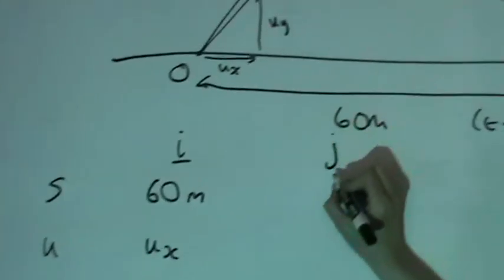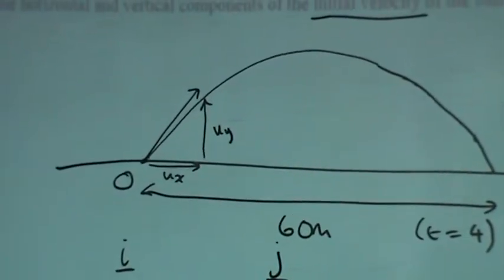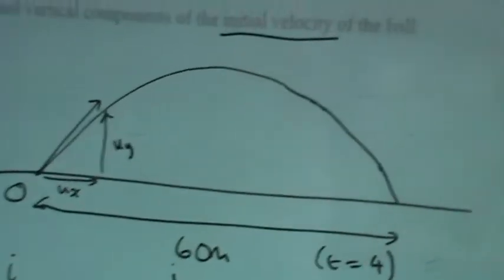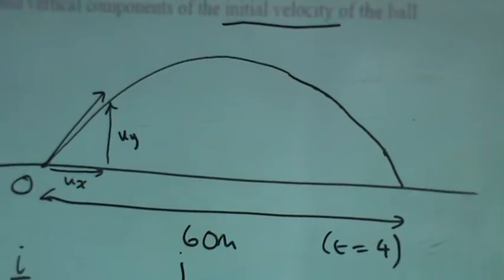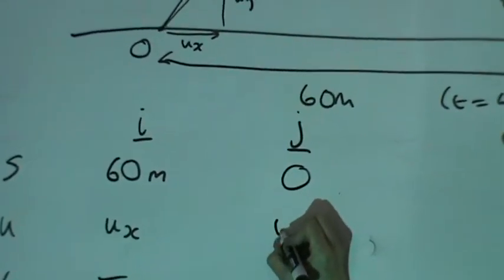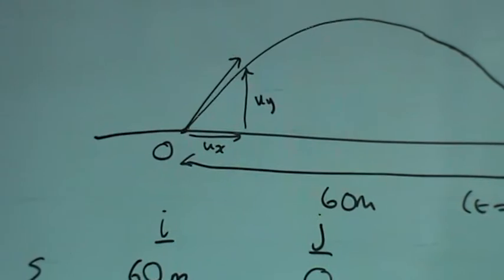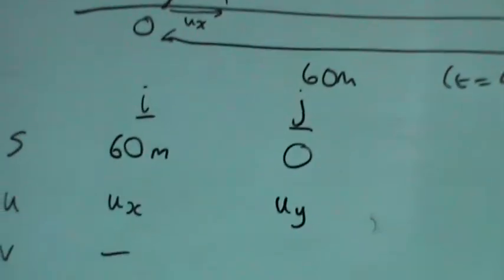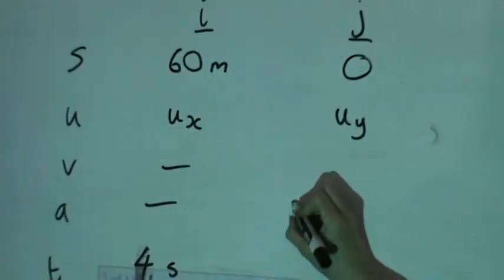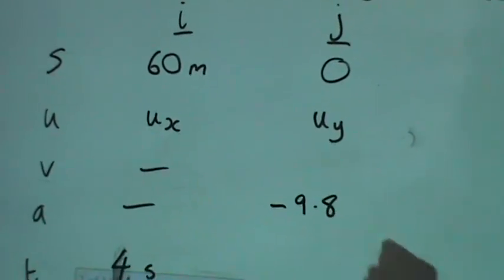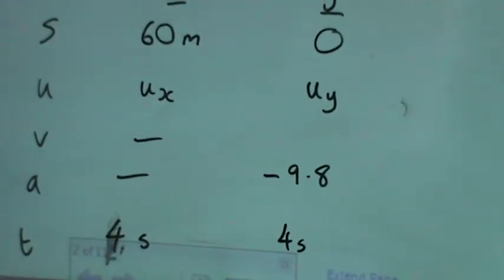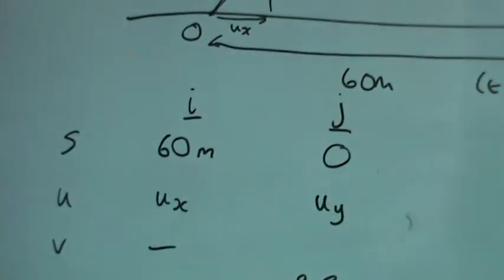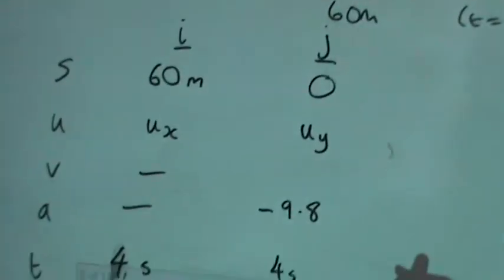We look in the j direction now. So in the j direction, we have got a height back to 0. We've gone up, but we've gone down again, so our displacement is 0. Vertically, we've got an initial velocity, we've called it uy. We don't know anything about the final velocity. We do know that we're using acceleration due to gravity, which is minus 9.8. And then we've got time 4 seconds again. Okay, so draw a picture, write out SUVAT, 1 column for the x direction, 1 column for the y direction.